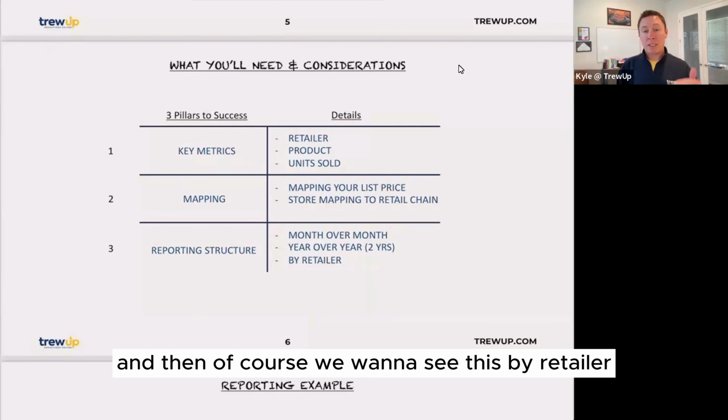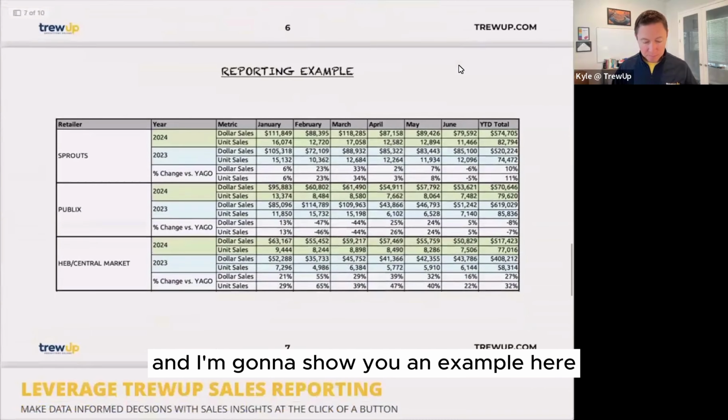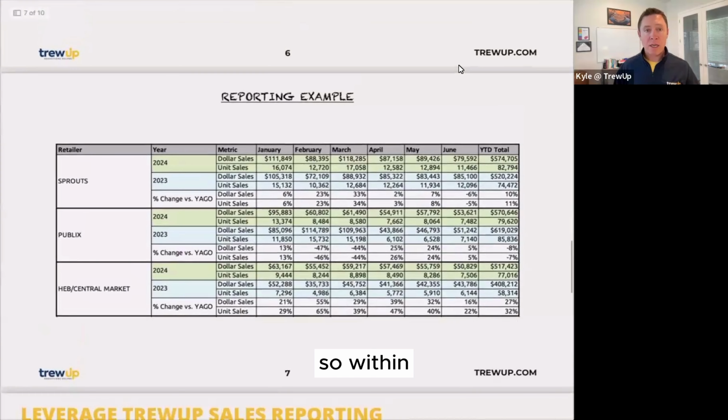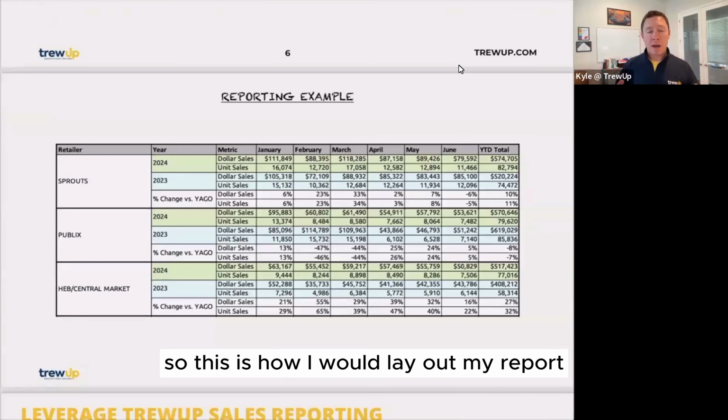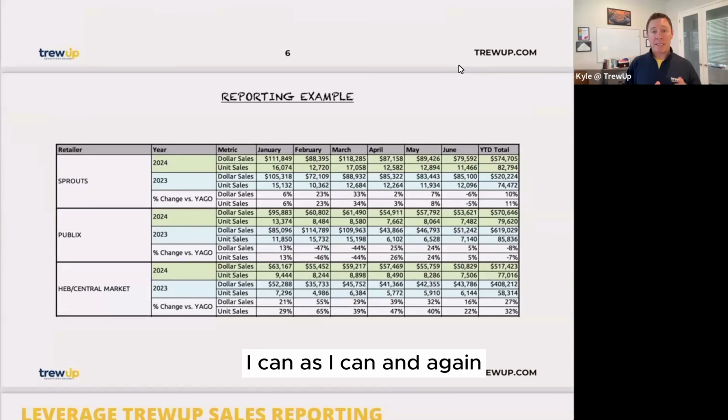And then, of course, we want to see this by retailer. So by retailer, month over month and year over year. And I'm going to show you an example here. So this is how I would lay out my report so that I can really get as much out of this sales data as I can.